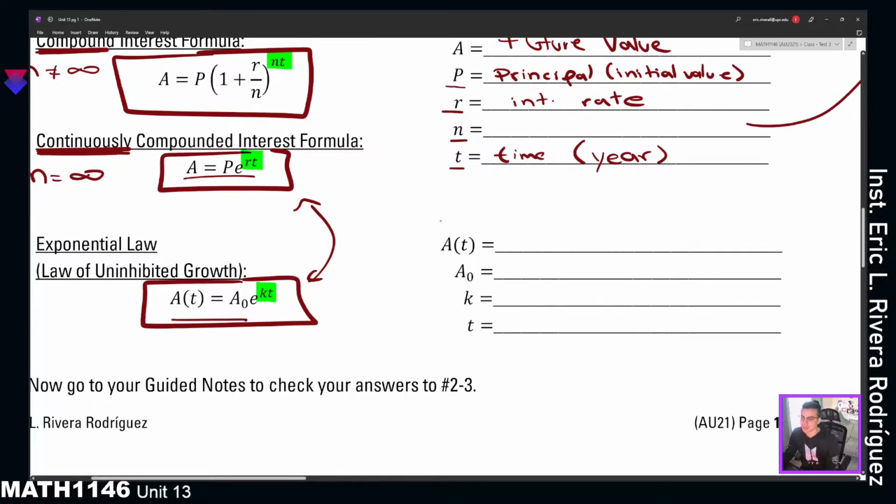All right. But see that A sub 0 is in the place of P, so A sub 0 will be the initial amount. See that now I'm not using the principal because we are not working with money. So now it will be the initial amount. k will be the growth or decay factor.